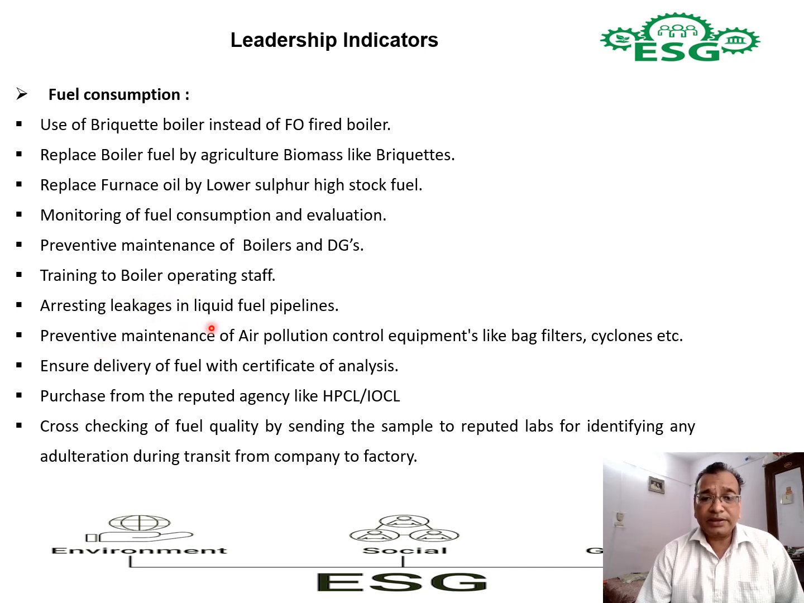Then arresting leakages in liquid fuel lines. Wherever there are leakages, they should be arrested at source, and you have to monitor this regularly. And preventive maintenance of the air pollution control equipment like bag filters and cyclones. This will give control of emissions for particulate matter, especially PM. When you carry out the preventive maintenance, you have to ensure the bags in the bag filters are intact and the differential pressure is properly maintained, so that they are working efficiently and your emissions are under control.